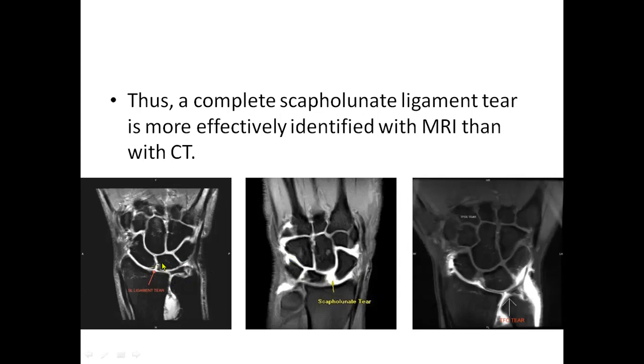This is the scaphoid, this is the lunate, this is the triquetrum. So this is the ligament which is necessary to maintain the stability of these two bones. Similarly, this is another image which gives a positive indication for a scapholunate tear. This is another MR image which shows a triangular fibrocartilage tear.